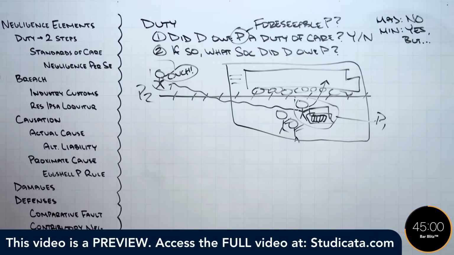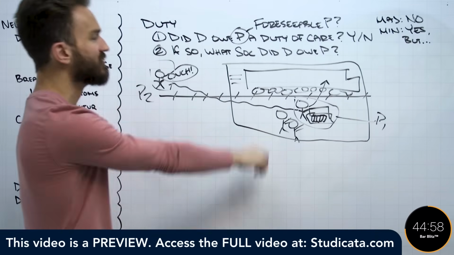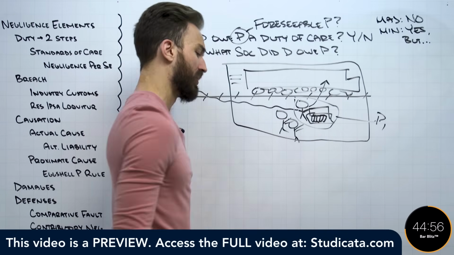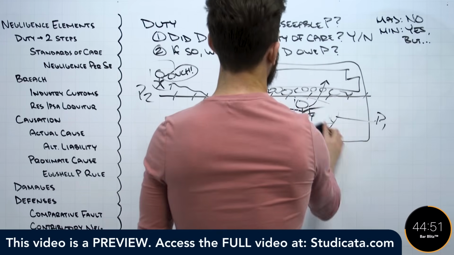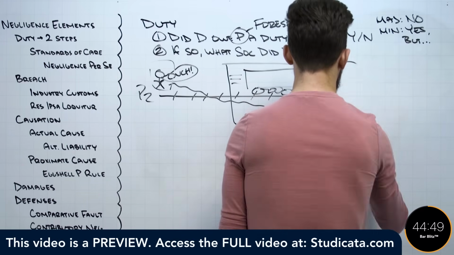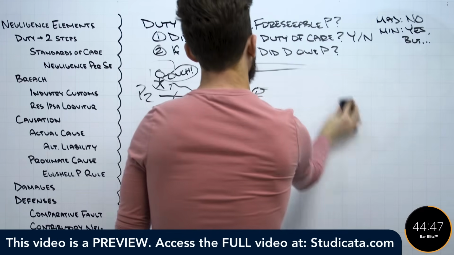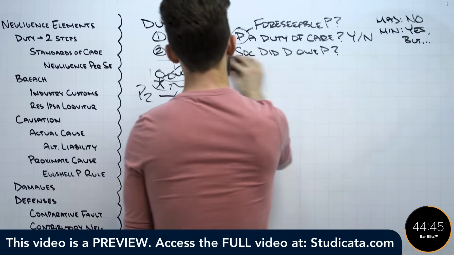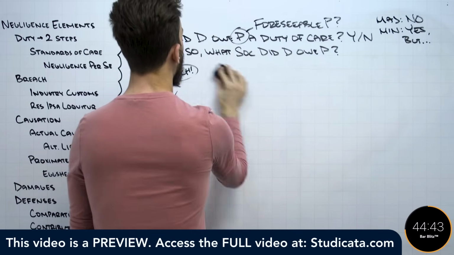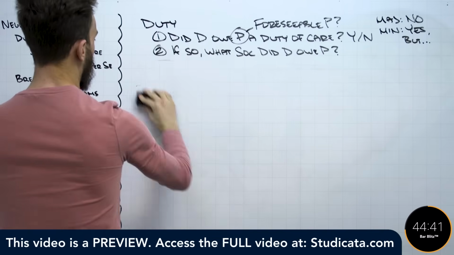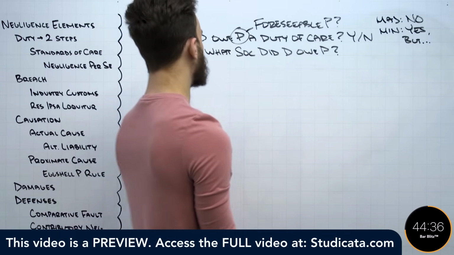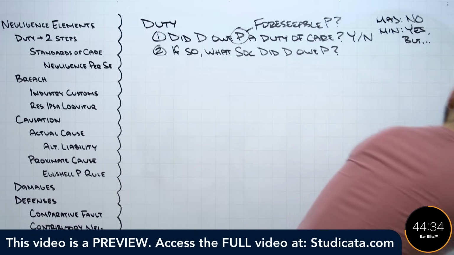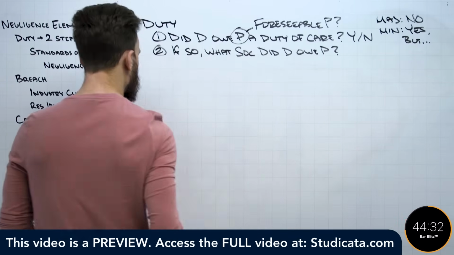The next question is, if so, what standard of care did the defendant owe the plaintiff? And it's best to think about this as a spectrum of care. When we get to this second step, we've identified that the defendant owes the plaintiff a duty of care. That's a yes/no question. Yes, the defendant owes the plaintiff a duty of care. Next question is, what standard of care did the defendant owe the plaintiff?